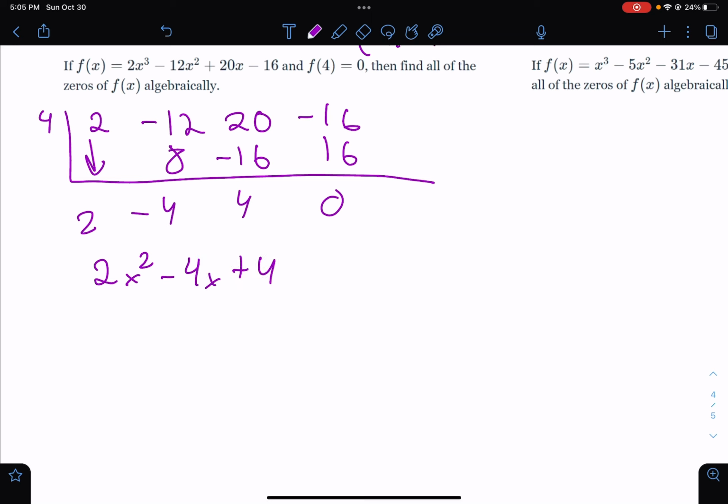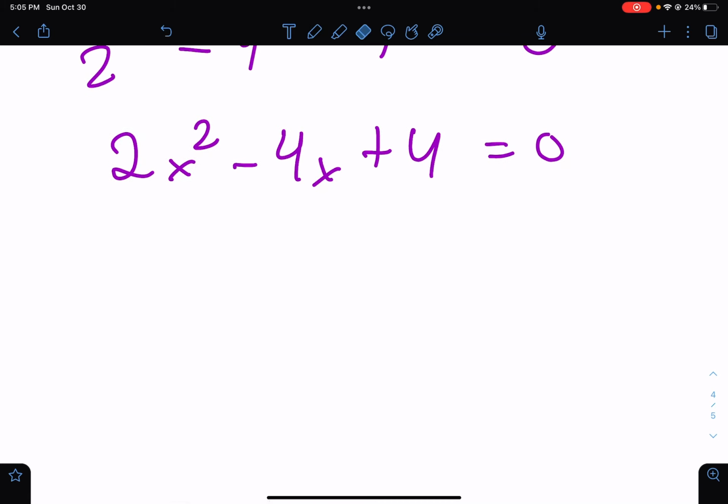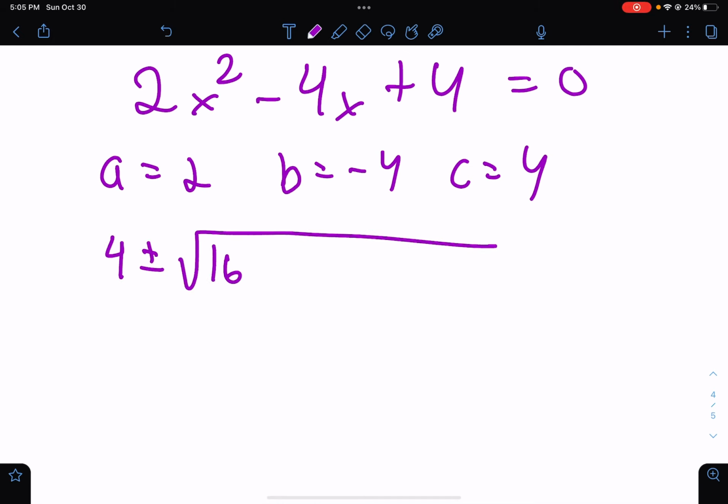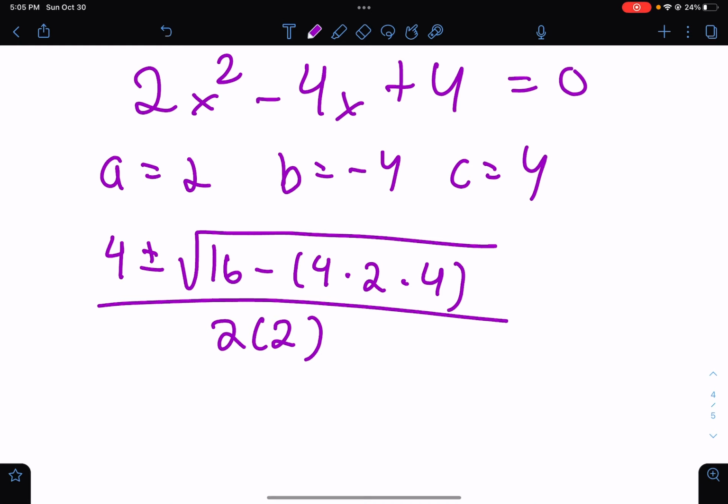And of course, we have to figure out where this quadratic is equal to 0. You could try to factor this, but unfortunately, this one is not even factorable. We have to use the quadratic formula on this one. So we're going to do that. We've got a is 2, b is negative 4, and c is positive 4. So we're going to do the opposite of b plus or minus the square root of b squared, which is 16, minus 4 times a times c, all over 2 times a.